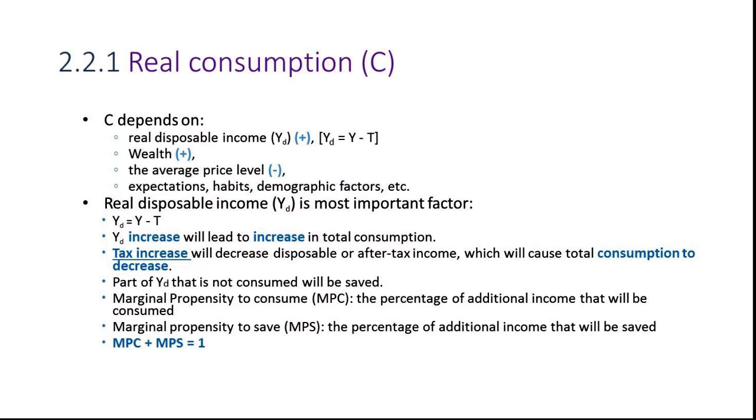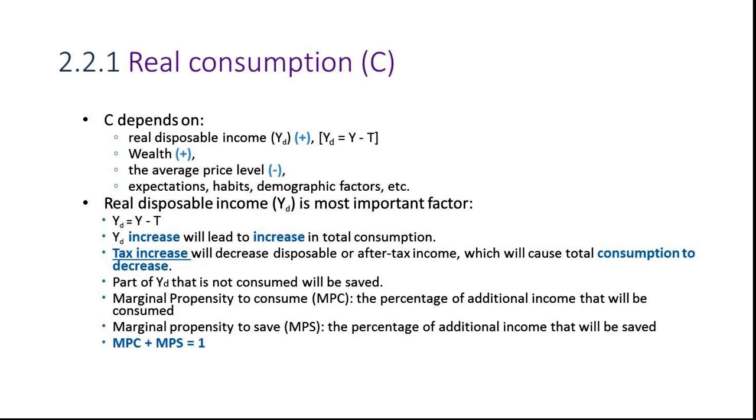So just a bit more detail on the idea of real disposable income. It's clear that the real disposable income, if it increases, it leads to an increase in consumption. But if tax increases, that reduces the disposable income and leads to a decrease in consumption. There is also a part of the disposable income that is not consumed but will rather be saved.